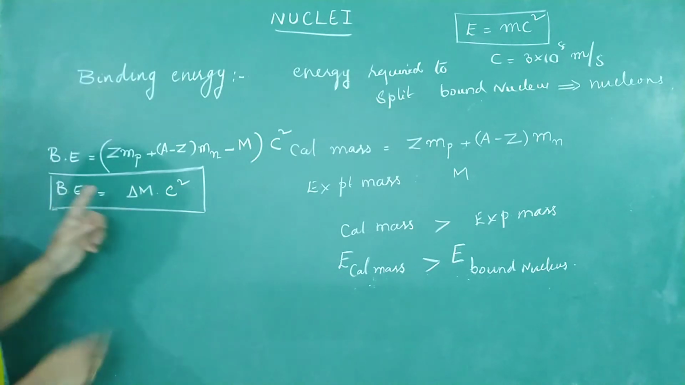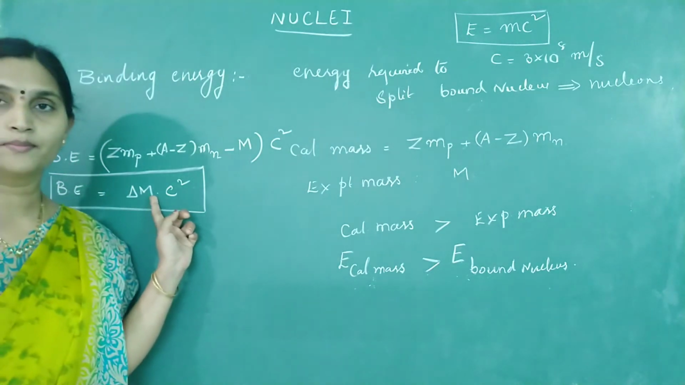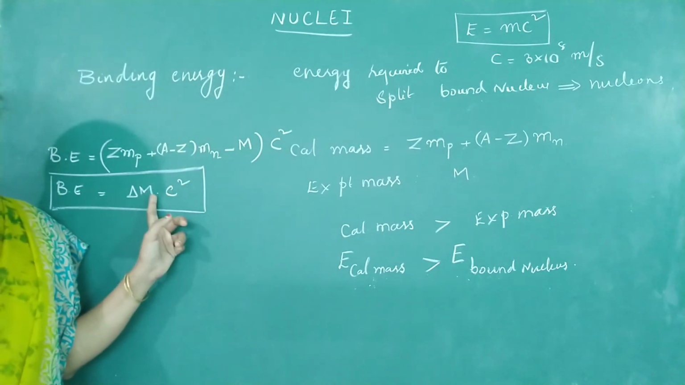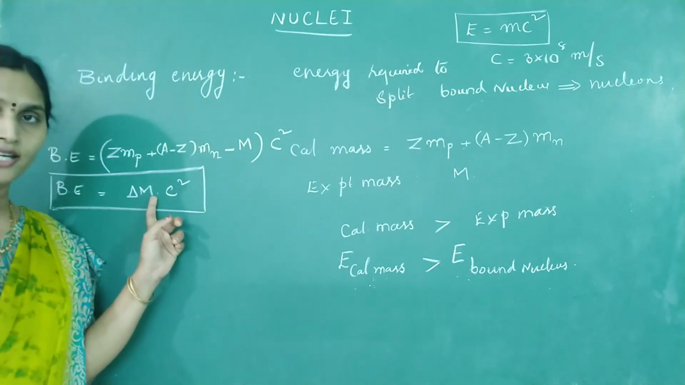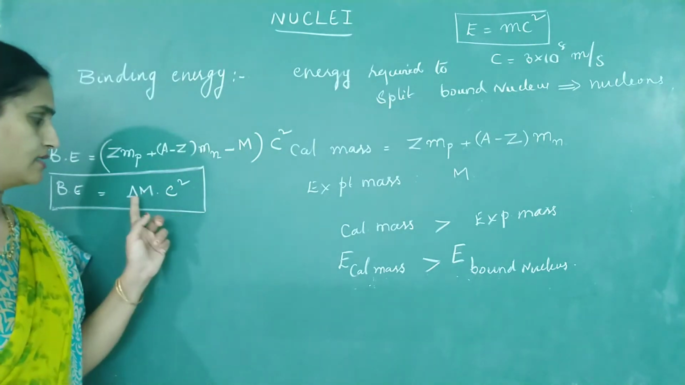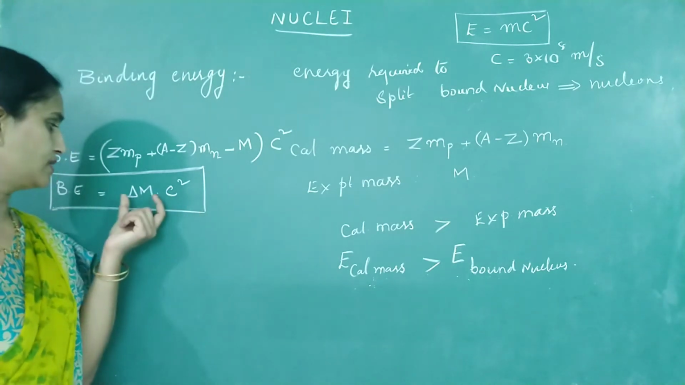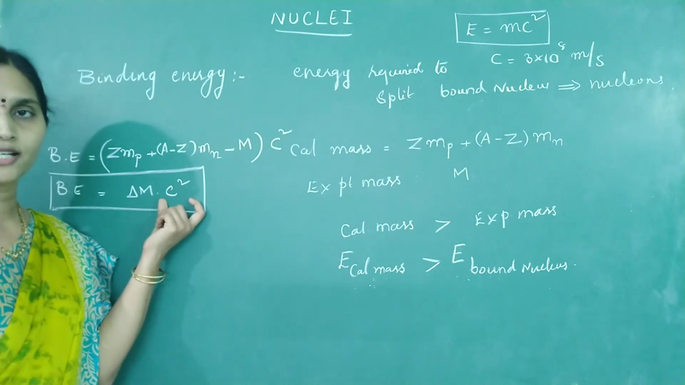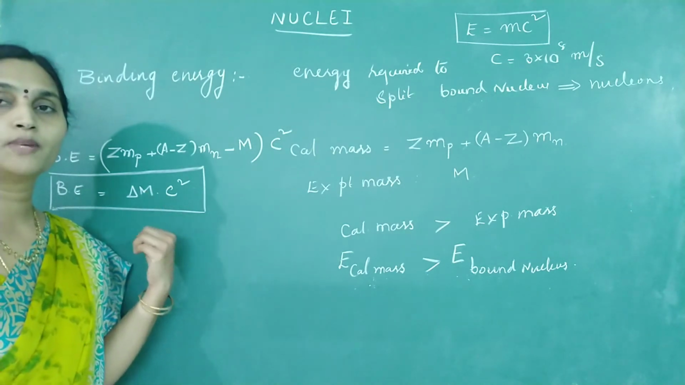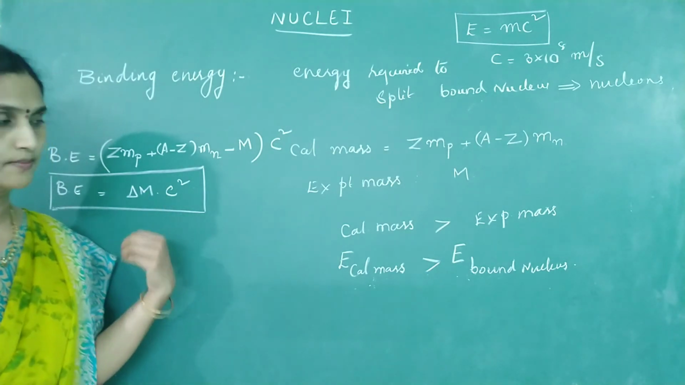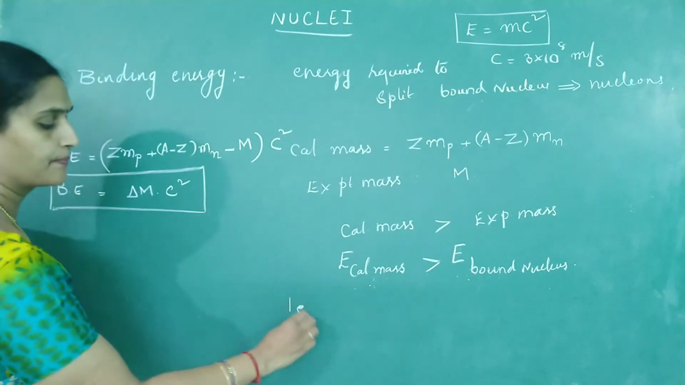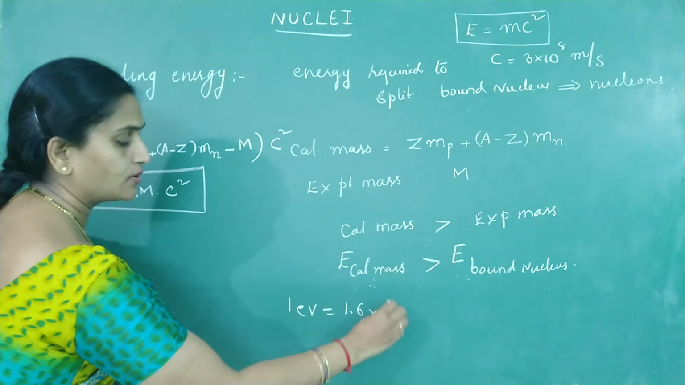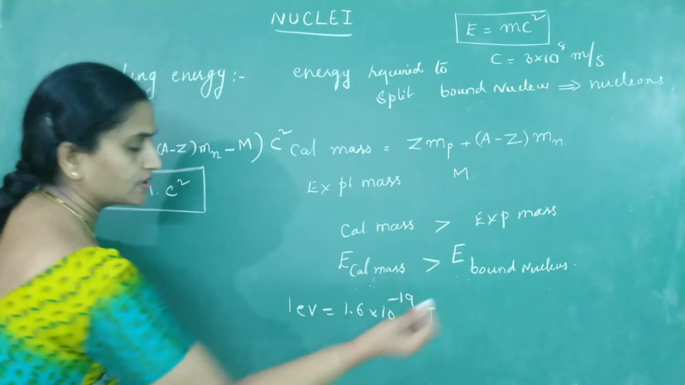But we all the time use delta M in atomic mass units, and C is the speed of light, which is 3 into 10 to the power 8. If you want the answer in joules, delta M should be in kilograms. But very often in this chapter we will be using the unit electron volts. So 1 electron volt, what is it equivalent to? 1.6 into 10 power minus 19 joules.